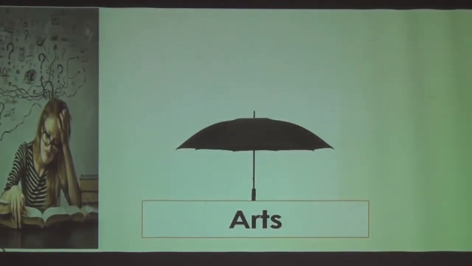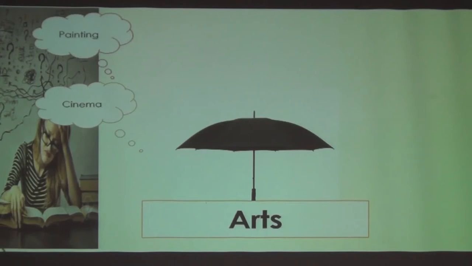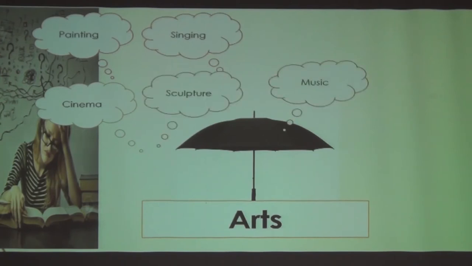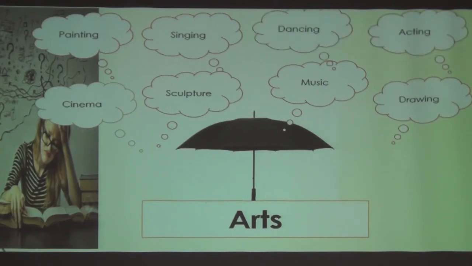Do you still remember some of the words that you have studied in this unit? If you still remember, arts is an umbrella term, and it includes cinema, painting, singing, music, sculpture, also drawing, acting, and dancing. Of course, there are other arts which are not included here, but we cannot cover everything.